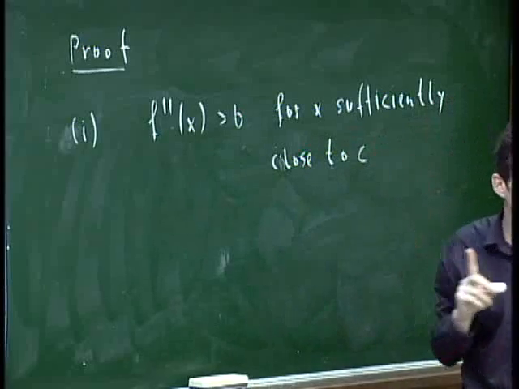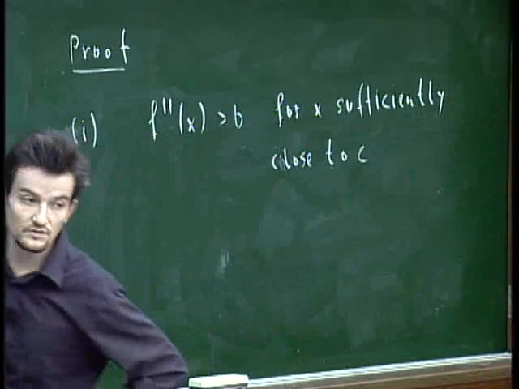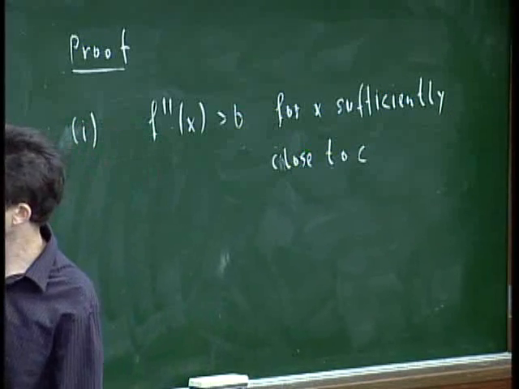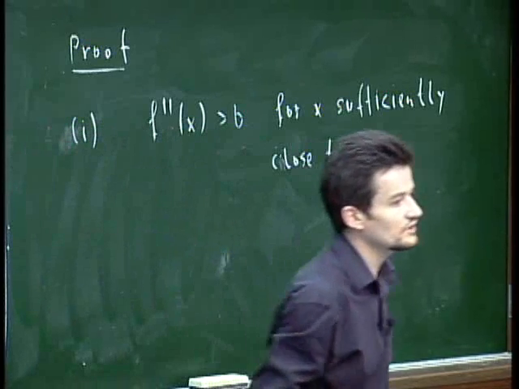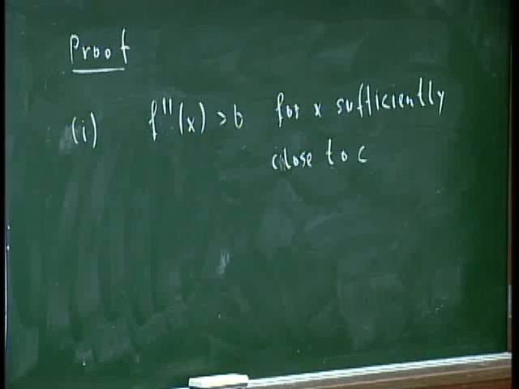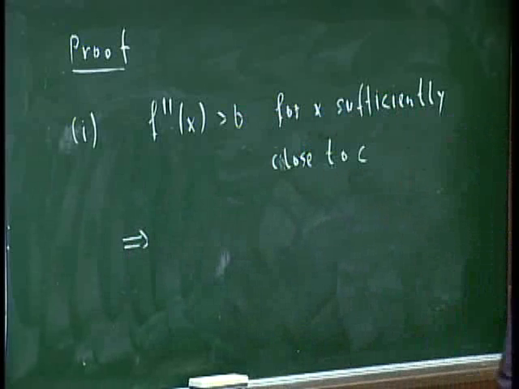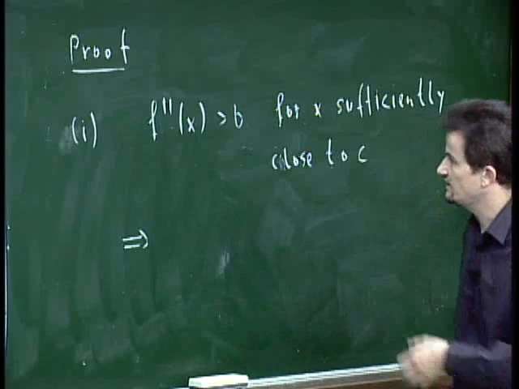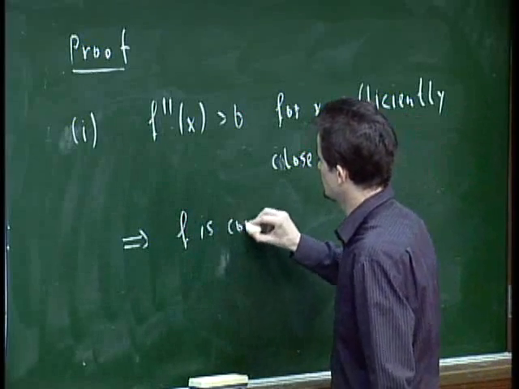So you should notice what I use here is already this assumption. Because I know that the function is continuous, the second derivative is continuous, and larger than 0, this property certainly is still valid locally around c. So I get this here. But now I can apply the concavity test, and from the concavity test I can conclude that f is concave upward.